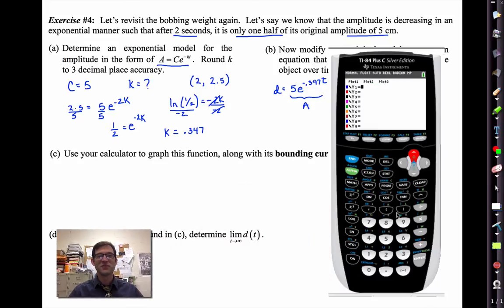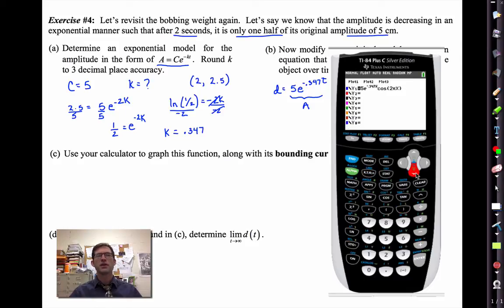All right, let's do it. So we're going to go back into the calculator, go back into y1, clear that out. I'm going to clear out the bounding curves. I think maybe I'll put everything in at once, and we'll take a look at the bounding curves. In y1 I'm going to put in 5e raised to the, be careful here, negative, don't use subtraction, negative 0.347 x, close parentheses, times the cosine of 2 pi x.